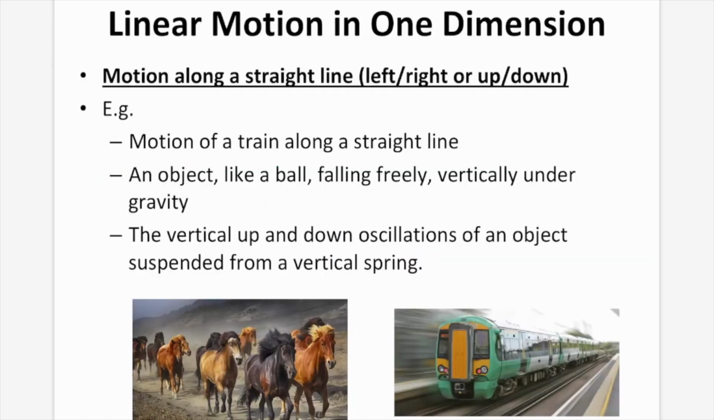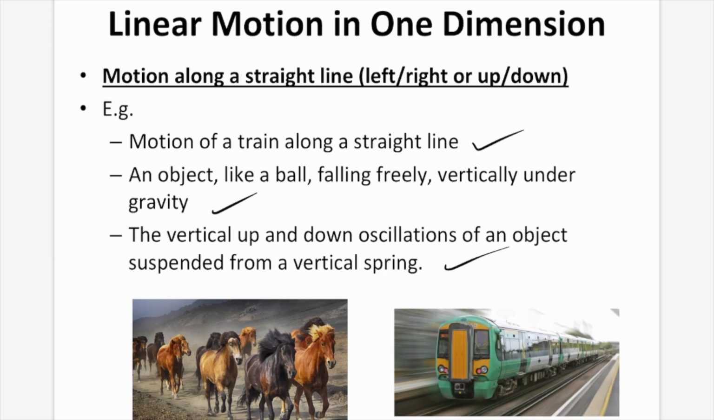Linear motion in one dimension. Motion along a straight line is one-dimensional motion. This can be right, left, or up and down. So for example, the motion of a train along a straight line, an object like a ball falling freely vertically under gravity, and the vertical up and down oscillations of an object suspended from a vertical spring. Now this is different from uniform motion, which needs to have a straight line at a constant speed. Linear motion, on the other hand, just simply needs to have motion along a straight line.